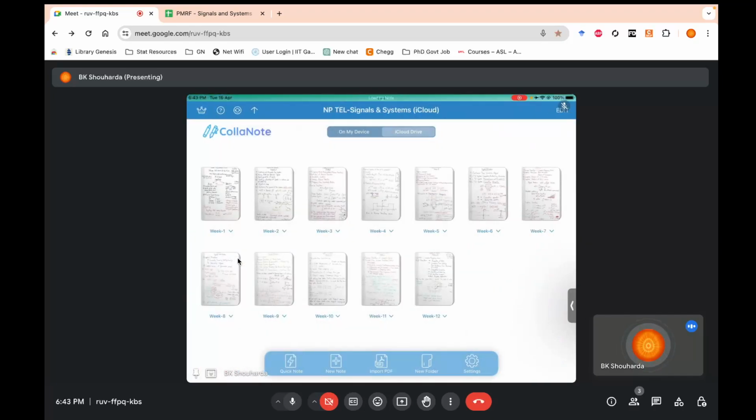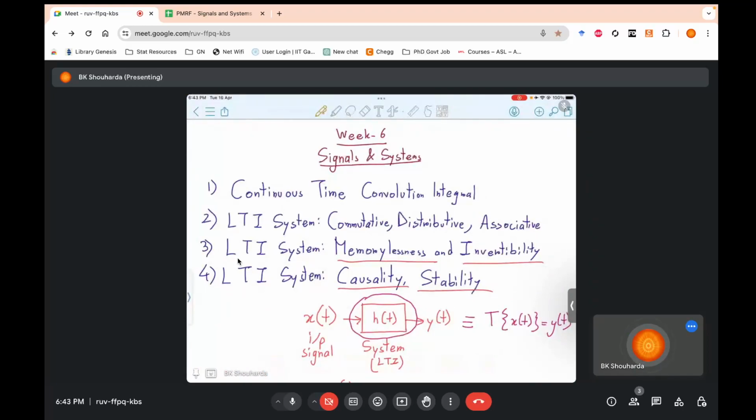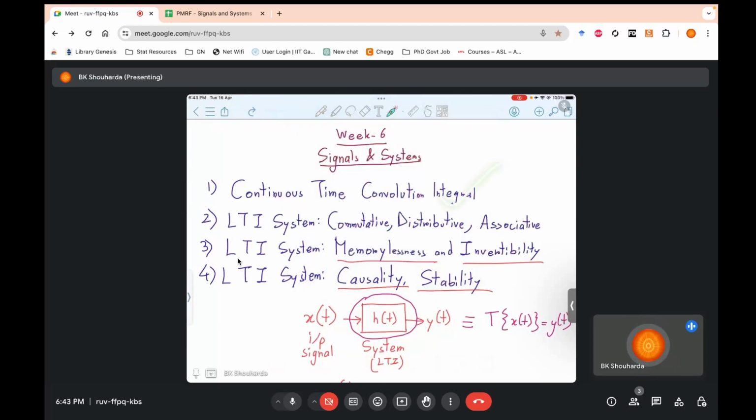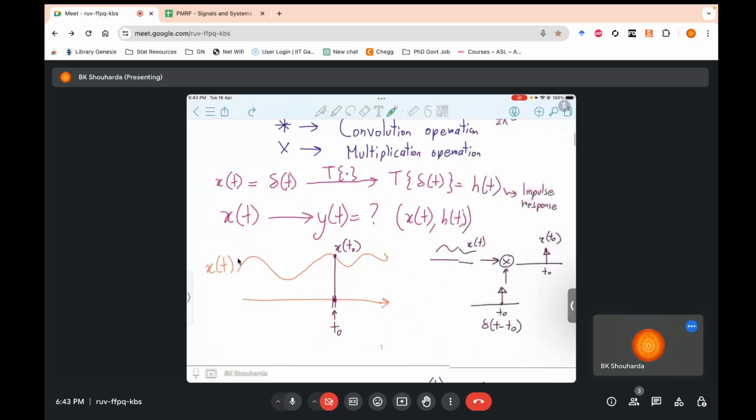Let's go to week 6. Week 6 we had the same things, convolution integral. Convolution integral was there, in more detail. And LTI system properties: causal, commutative, distributive, associative, memoryless. Okay, let's look at it. Convolution integral.